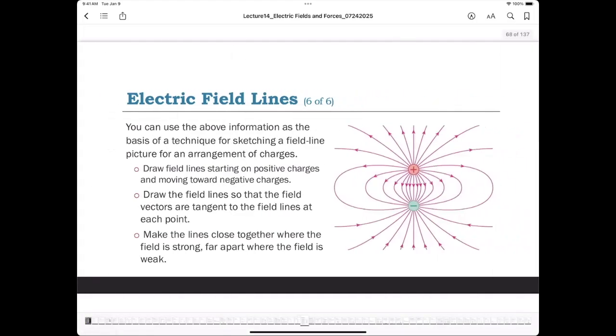Okay, you can use the above information as a basis of a technique for sketching a field line picture for an arrangement of charges. Draw field lines starting on positive charges and moving toward negative charges. Draw the field lines so that the field vectors are tangent. You can see the field line, like a vector, is always tangent. That makes sense to you? And tangent to the field line at each point. Make the lines closer together where the field is stronger, and far apart where the field is weak.